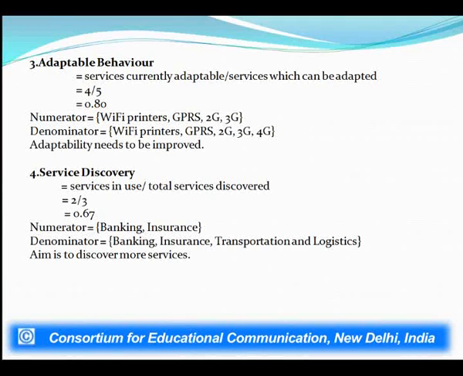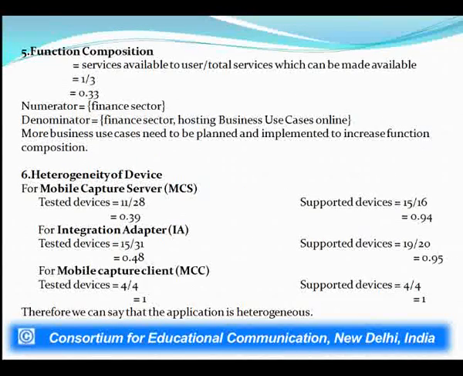Similarly, service discovery can be defined as services in use divided by total services discovered. So right now this paper is being used in the banking and the insurance sector. So the services used in is 2, and for service discovery, it is desirable that apart from the banking and the insurance sector, it can be used in the logistics and the transportation sector. So the total services discovered is 3. With a little bit of fine tuning in the software, it can be directly used in the transportation system and the logistics system. So the service discovery is 67%.